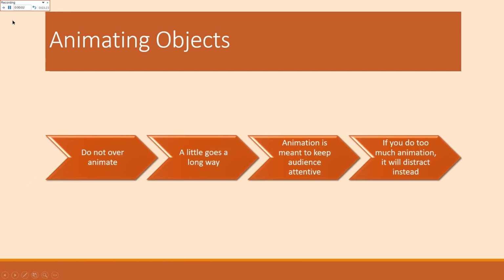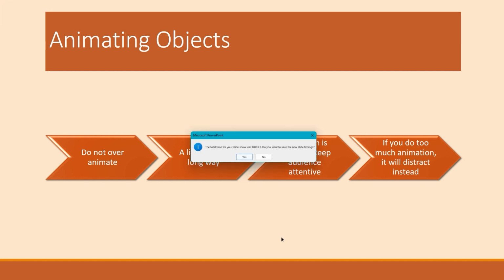Then we moved on to learning how to animate objects. We talked about the fact that you don't want to over animate. If you are going to use animations, use 1 or 2 tops in the same slide presentation, or they can be distracting. And then I'm going to do my next button again here.